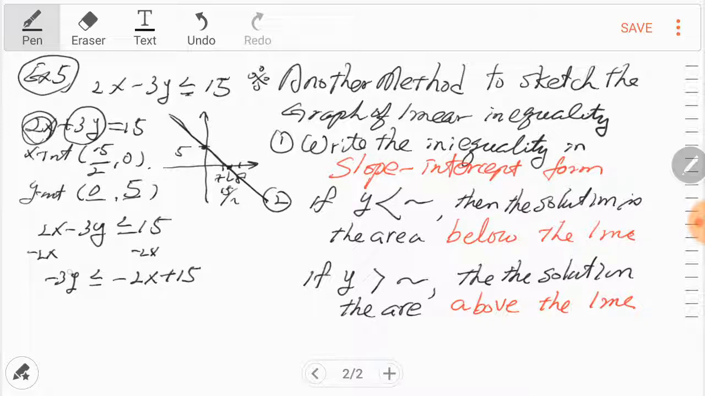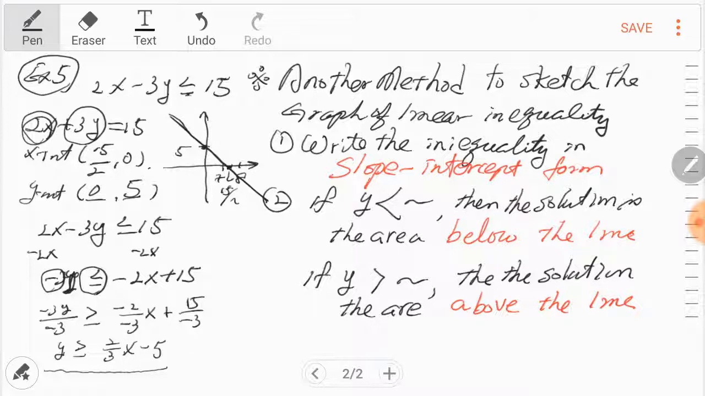The left side must have only the variable y. We have to get rid of this coefficient negative 3, so we will divide each side by negative 3. Then what happens to the inequality symbol? We have to reverse the direction of the inequality symbol because we are dividing the inequality by a negative number. So negative 2 over negative 3 x, 15 over negative 3. Then y is greater than or equal to positive 2/3 x minus 5. So this is slope-intercept form. Okay, look at the number 2 instruction. If the inequality is y is less than, then the solution is below the line.